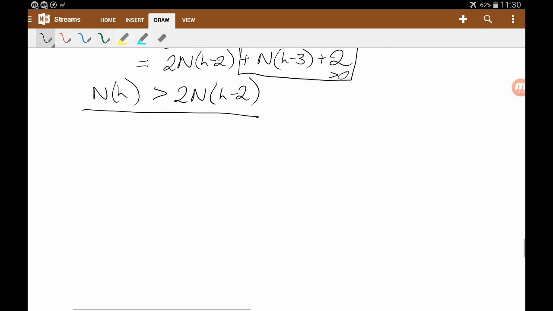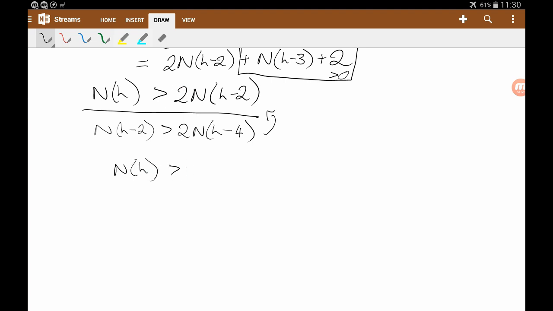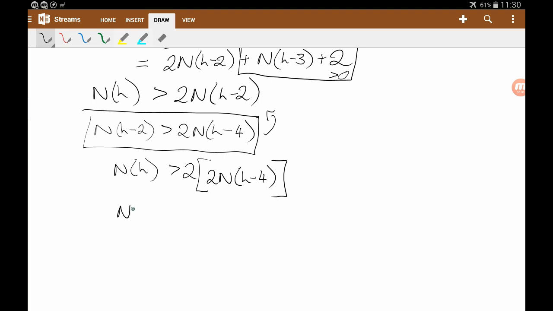Now what we can do is we can say, well, if we know this, we also know that n_{h-2} is going to be bigger than 2n_{h-4}, so minus 4 again. And so we can substitute this back into that original equation, and we see that n_h is greater than 2 times this line. So 2n of h minus 4. Like that. And so that gives us that n of h is greater than 4n of h minus 4.